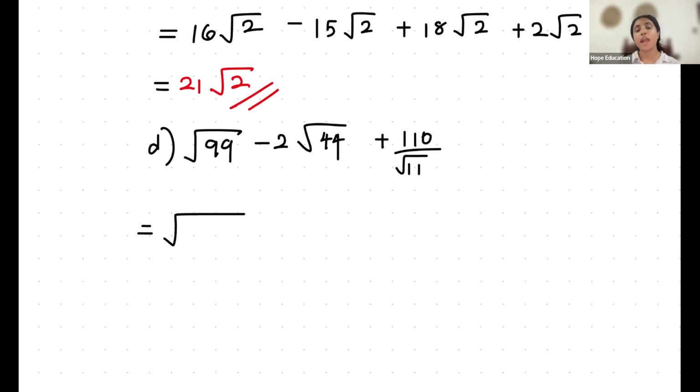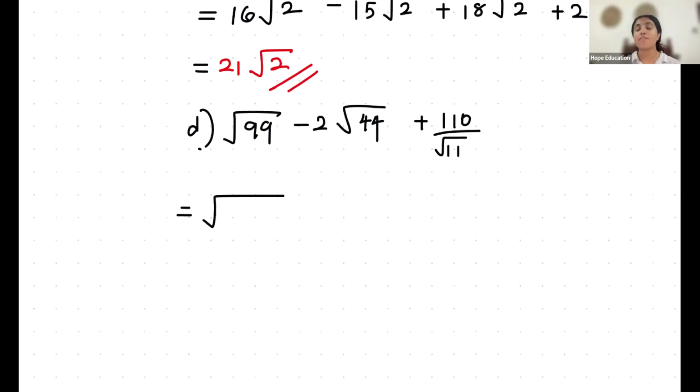So tell me, root 99 is an entire surd. How can we write it? How can we break it? Yes, Chenuli? How can we break root 99? Yes, Metna? Others? Others, how can we break root 99? Come on, quickly.